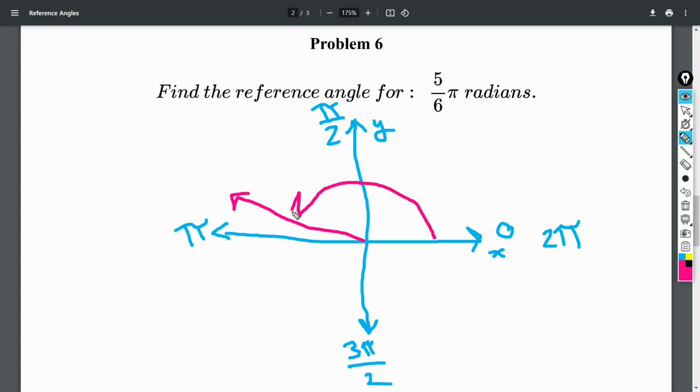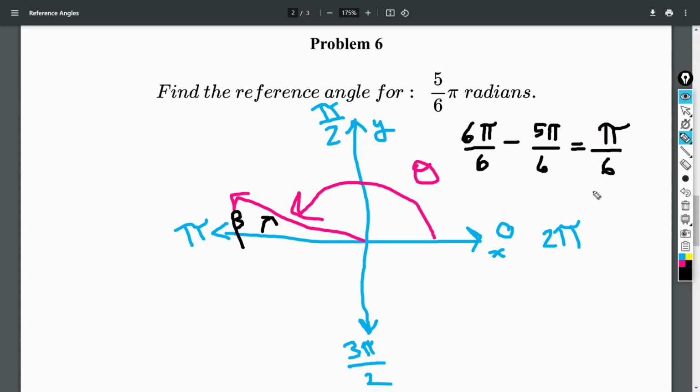So our theta, our regular angle, is 5 pi over 6 radians. And we want to find this small angle here, which is beta. So we're going to do 180, or pi, in this case 6 pi over 6, minus 5 pi over 6, which is just going to give us 1 pi over 6 radians for that one. Okay, take a snapshot of that, and let's move to the next one.